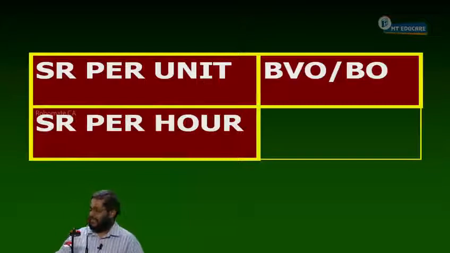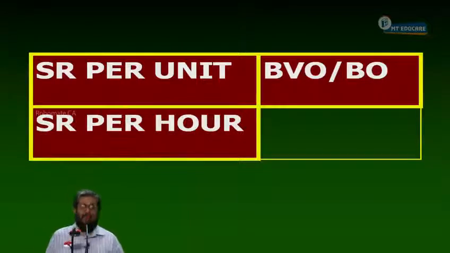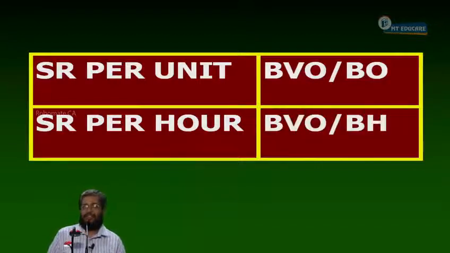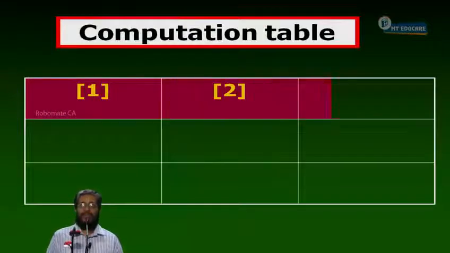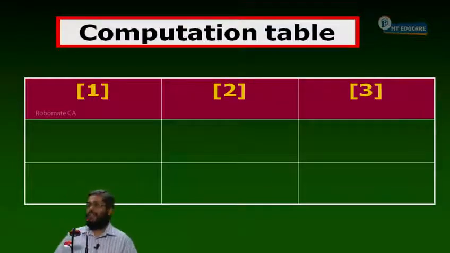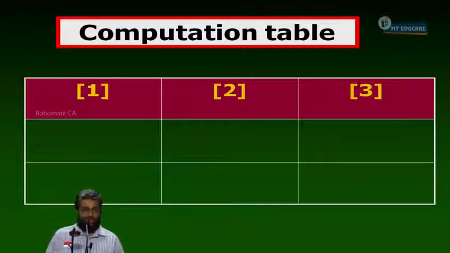SR per hour is equal to, tell me what divided by what? BVO divided by BH. Budgeted variable overhead divided by budgeted hours. Step 1 over. Next, step 2. Computation table. Always 3 columns.